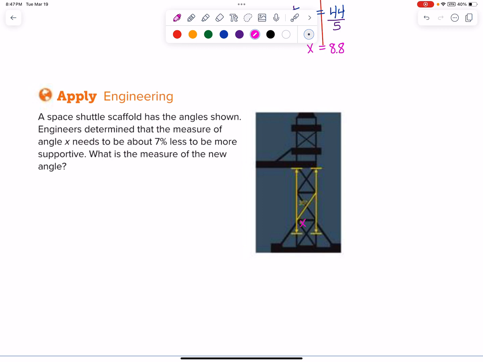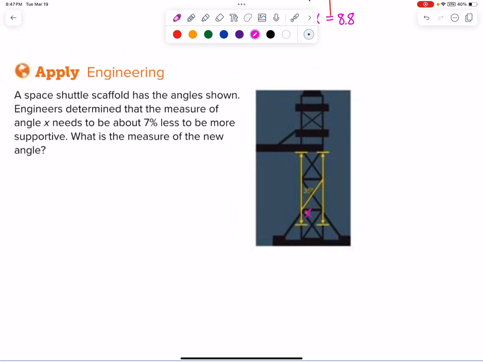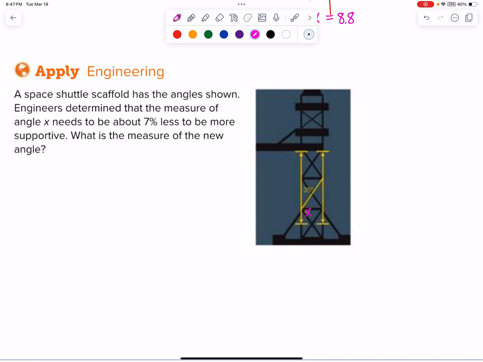What is the measure of the new angle? Okay, the first thing we need to do is find out what angle X actually is, and then we need to take 7% less of it. So we want to know what 7% less of that is. Let's go ahead and tackle this.